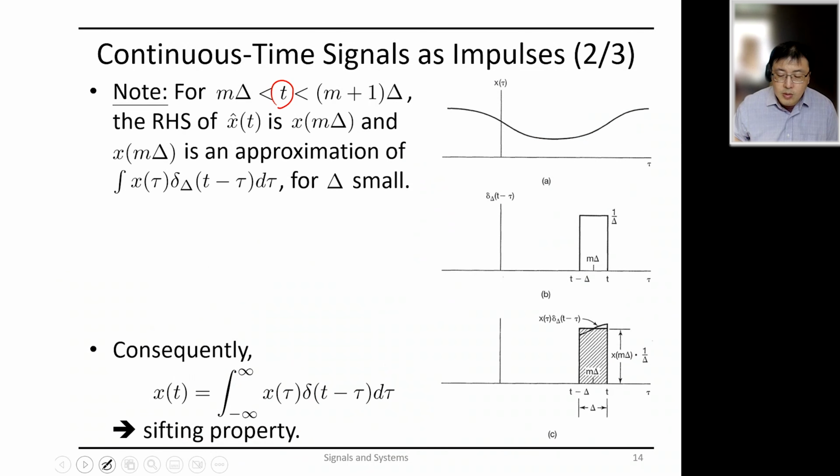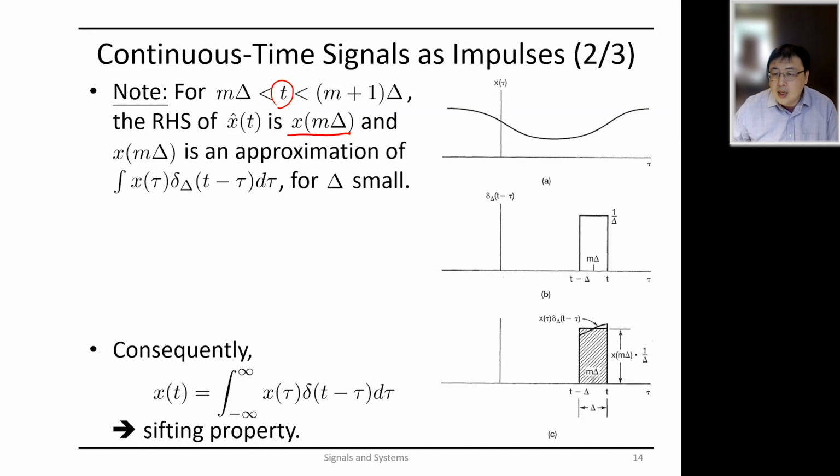All right, so this is what we're saying here. Here I'm just using m instead of k, right? So if you pick t between m delta and m plus 1 delta, then x hat of t should just be x of m delta. Okay, so hopefully no problem here.